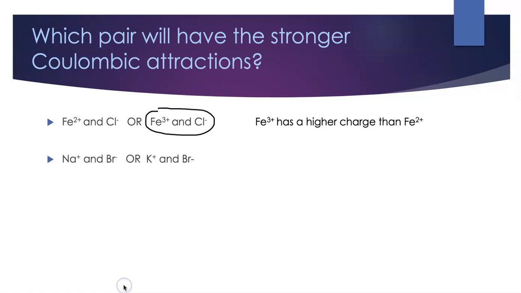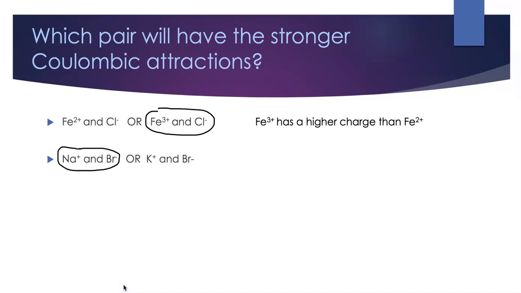Okay, what if we're comparing the interaction between sodium ion and bromide ion, between potassium ion and bromide ion? Well, for this, all right, we notice that both of them have the same charges. It's +1, -1 versus +1, -1. So it must come down to sizes of the ions and the internuclear distance, or the interparticle distance.